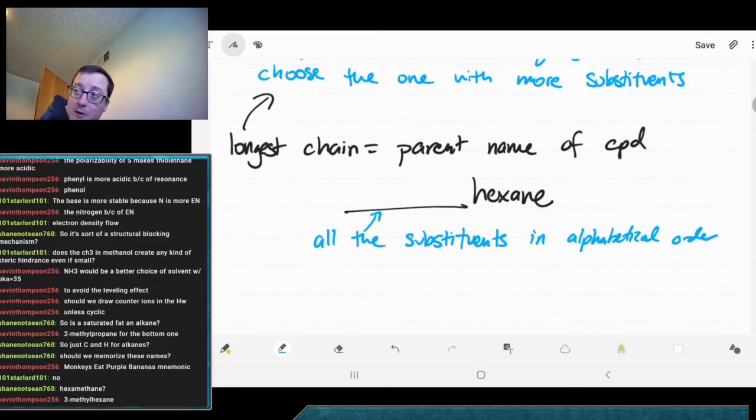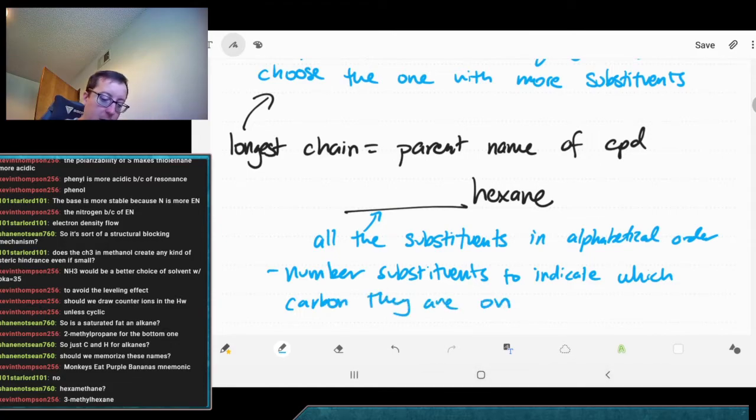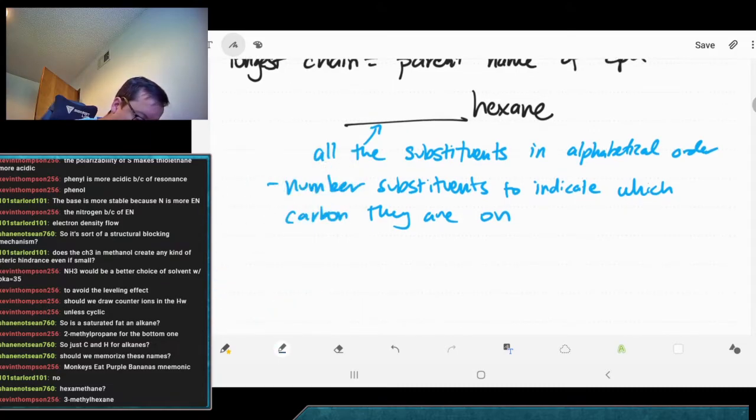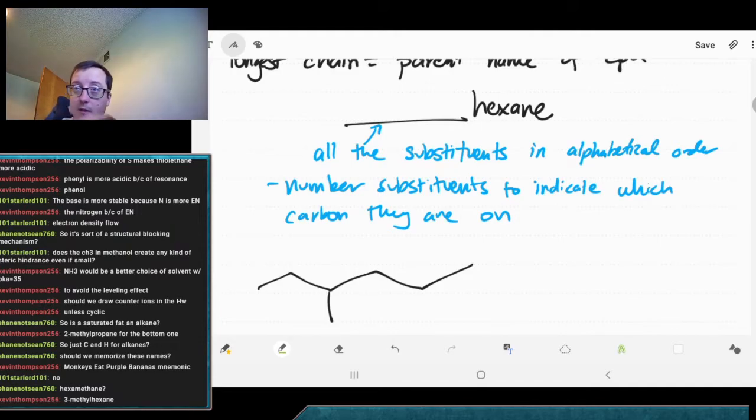And not only are we going to list all of those substituents there, we are going to number the substituents to indicate which carbon they are on. So, if we look at that molecule again, we have some options here. We've determined that our longest chain is the one that's the zigzag.